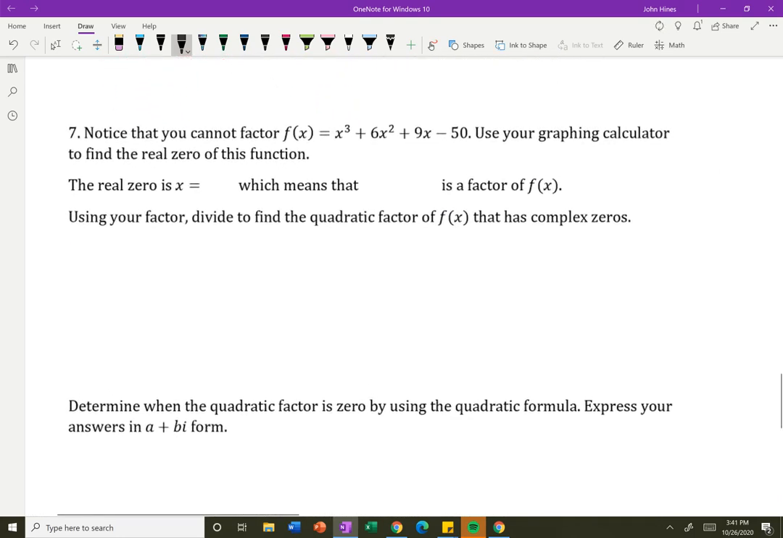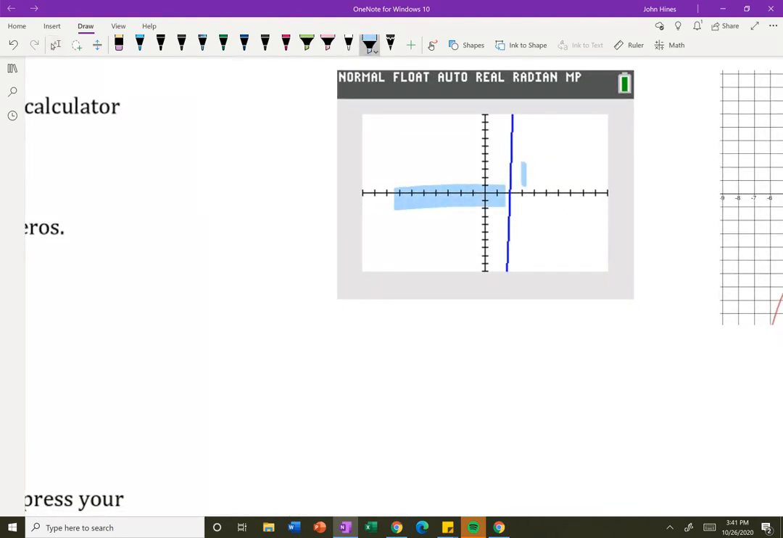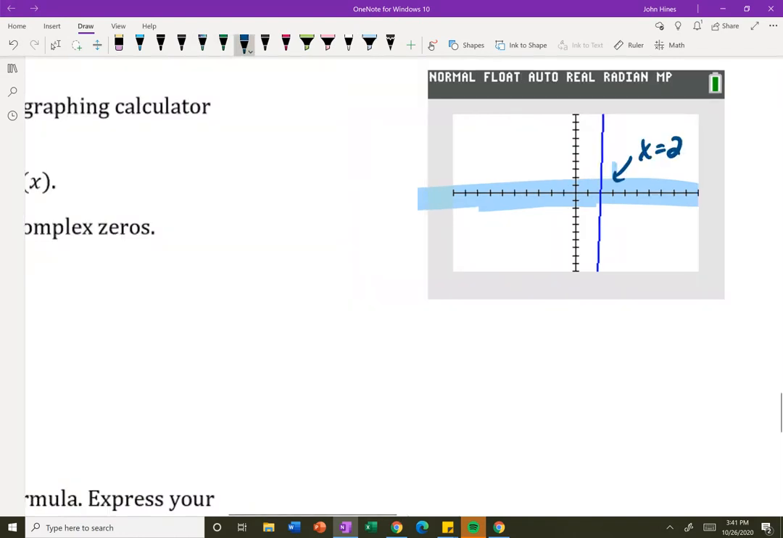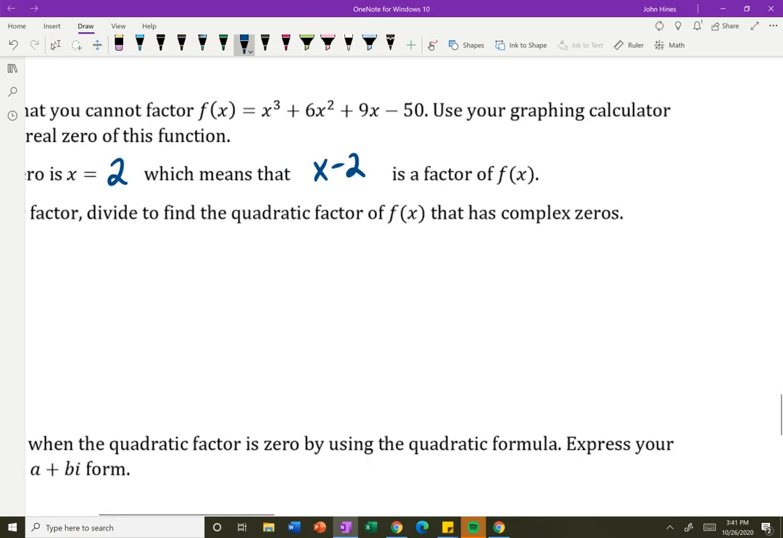And we'll end with this question 7 here. Notice that you can't factor this. Grouping doesn't work here. So use your graphing calculator to find the real zero. So I graphed it, and this is all I really saw, but I know the real zeros live on the x-axis, so it looks like x equals 2 is that real zero. Which means what is a factor? X minus 2 is a factor.